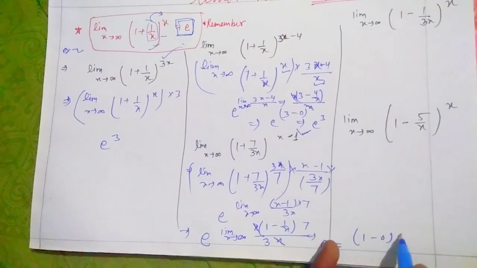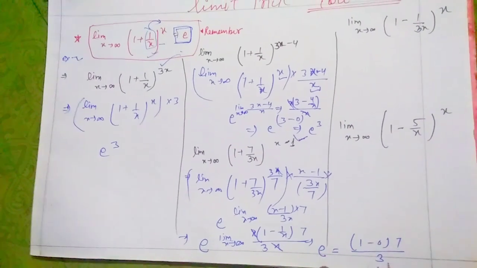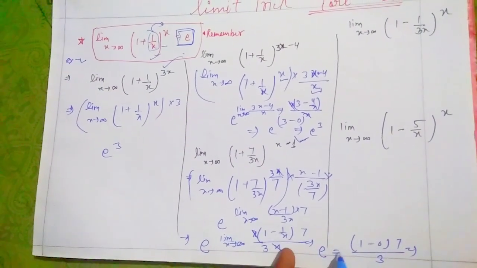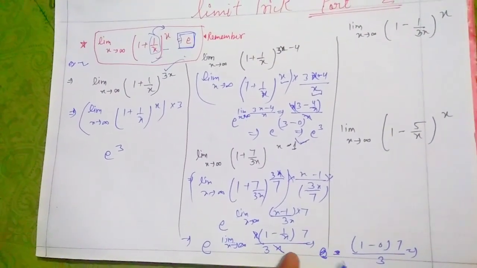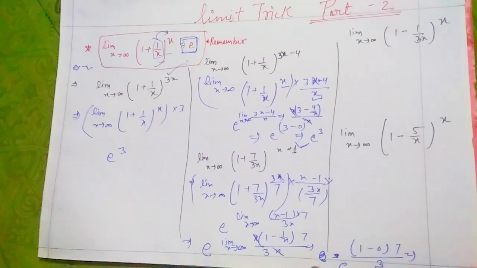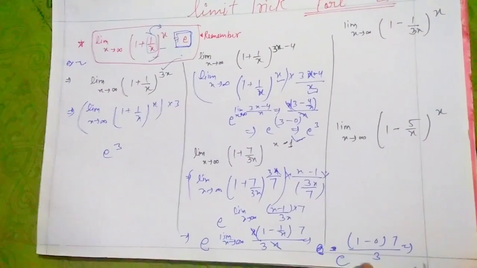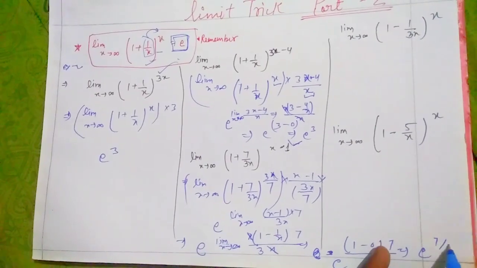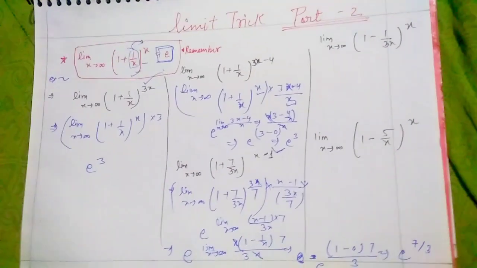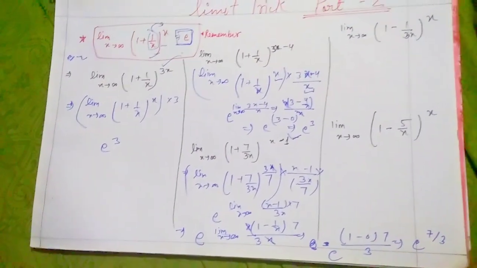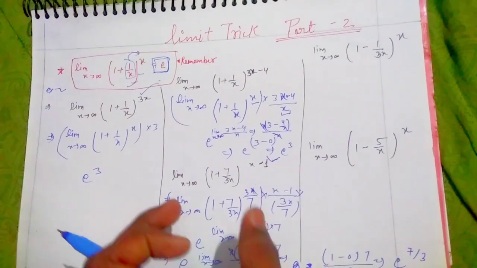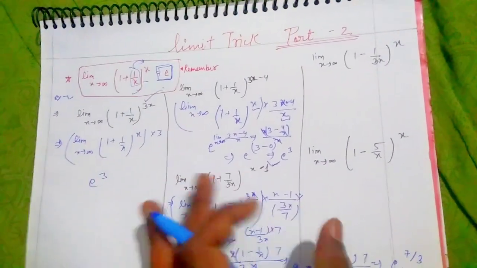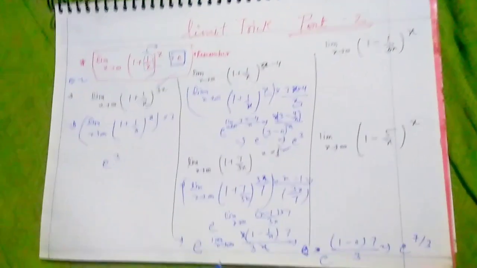So what do we get? We get e to the power (1 minus 0) multiplied by 7 upon 3. So the answer is e to the power 7 by 3. With the help of this method we can easily do that, because without this method it is so difficult to solve. So this makes the question easier.